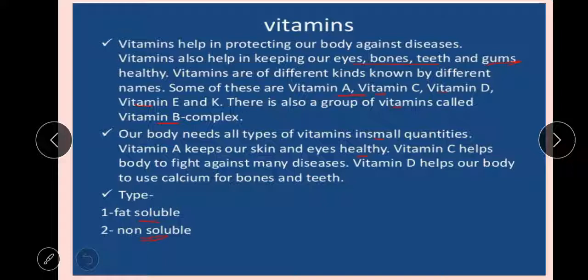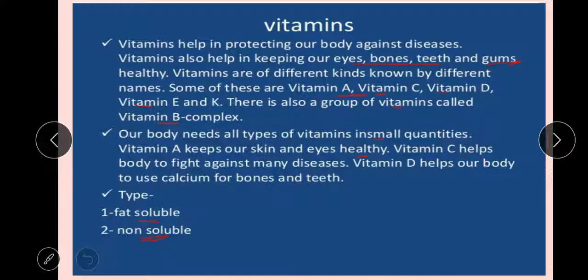Vitamins. Vitamins are also included in the nutrients list. Vitamins help in protecting our body against disease. Vitamins also help in keeping our eyes, bones, teeth, gums healthy. Vitamins are of different kinds known by different names.